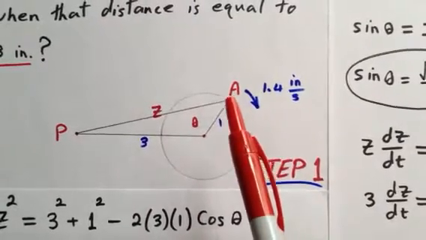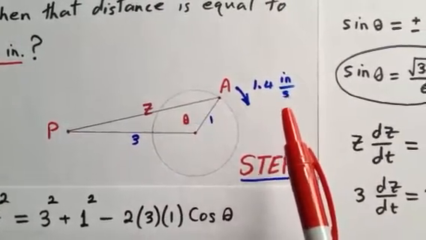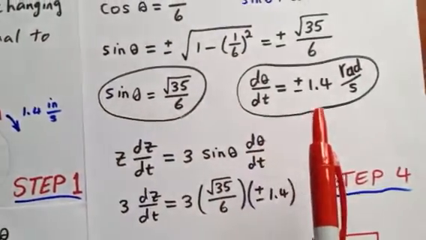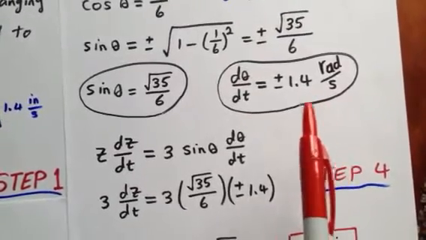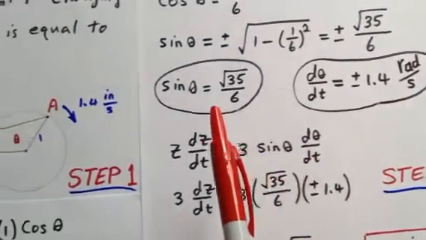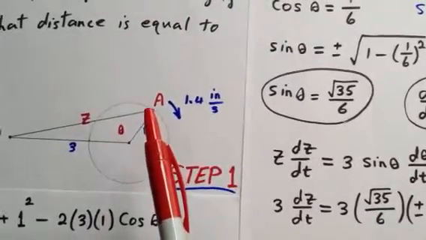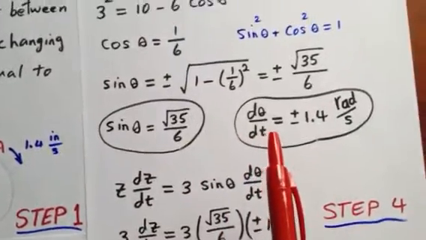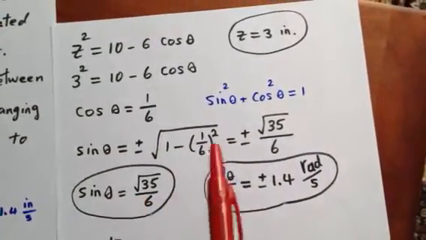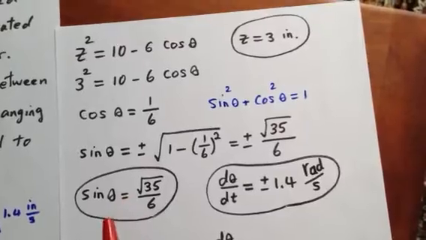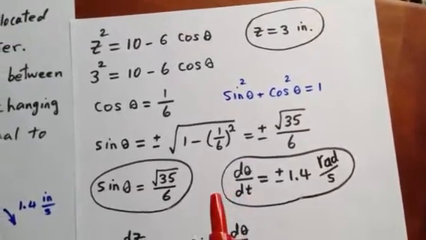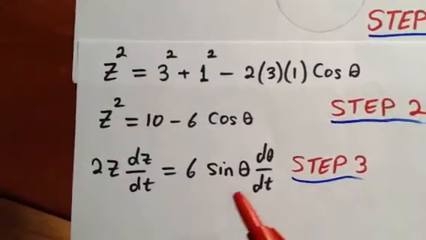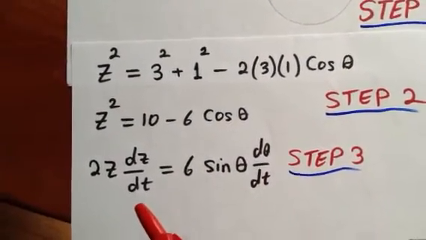So because the rate of change of the arc is 1.4 inches per second, the rate of change of theta would be 1.4 radians per second. Now plus or minus indicates that the ant can be moving this way or the other way. So now we have the 3 quantities that we need to plug in: z, sine theta, and dθ/dt. We can plug them into this relation and then get dz/dt.